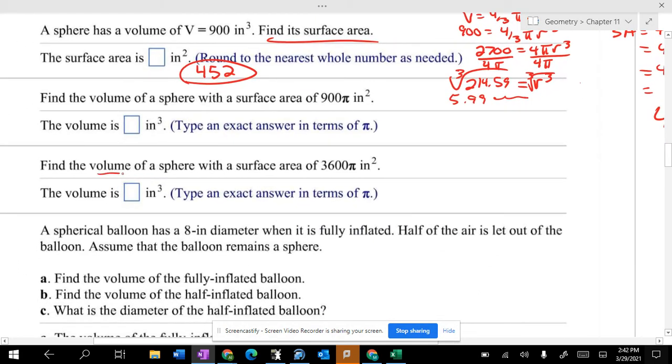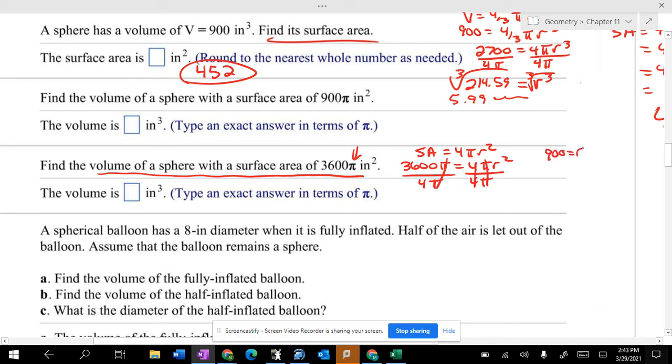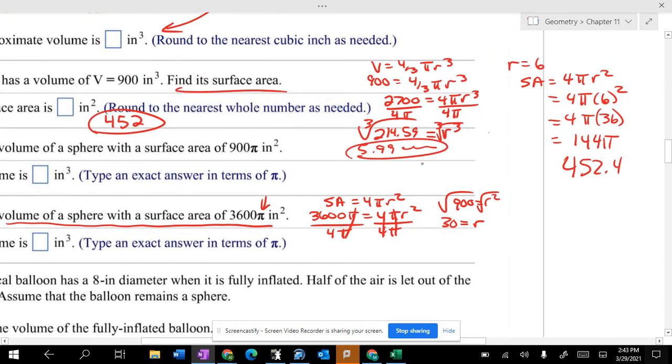Let's jump down to this one. The volume of a sphere with the surface area of this. Okay, they put pi in here. That'll make it a little bit easier. Okay? Surface area is 4 pi r squared, right? So if they give me that surface area, I have to get r alone. So if I divide by 4 pi, the pi's cancel. Divide by 4. 900 equals r squared. Take the square root. R equals 30. Okay? Really nice number. Not all these crazy decimals like this.